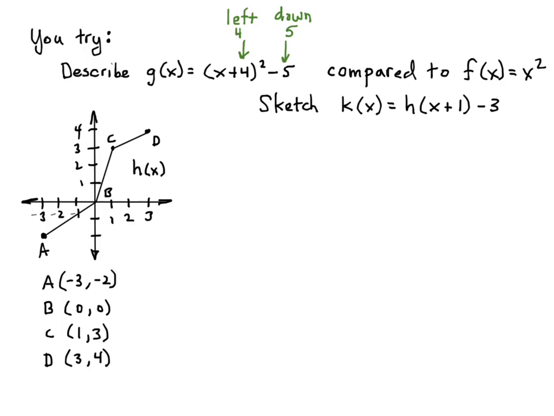Okay, so who wants to give me the words on what works here? What does this do? Describe it verbally. Anybody? Yes? It's a horizontal shift to the left 1, and then a vertical shift down 3. Okay. So when you make a graph, how would you do this?